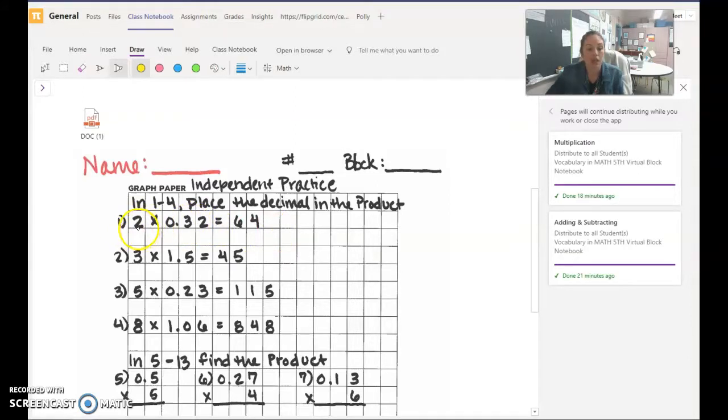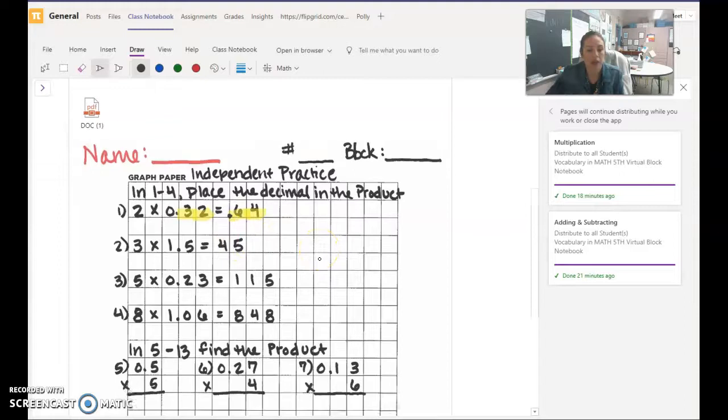So let's look at this. 2 times 32 hundredths. Now the 64 is correct. We just need to know where to put in the decimal. So I'm looking for my decimal in my factors. I have 1 here. So I'm going to highlight each number past the decimal, or each digit. I've highlighted 1. So starting on my right-hand side of my product, I'm going to highlight and place my decimal right on that side of the highlighted.